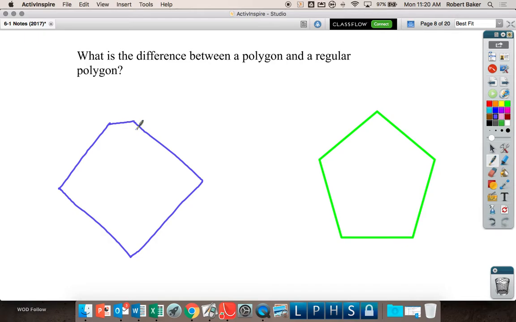What do you call that? Pentagon. This is a pentagon. What do you call this? Pentagon. It's a regular pentagon. You see the difference? Yes. All equal sides, all equal angles.